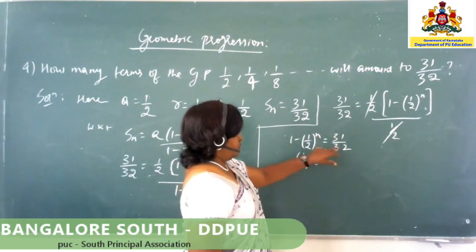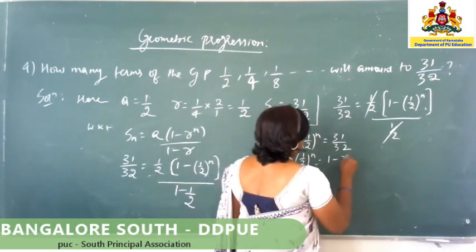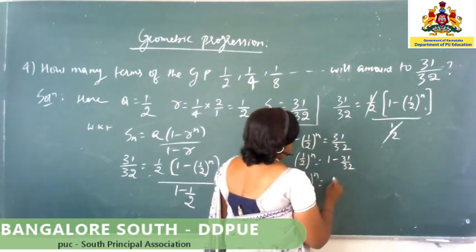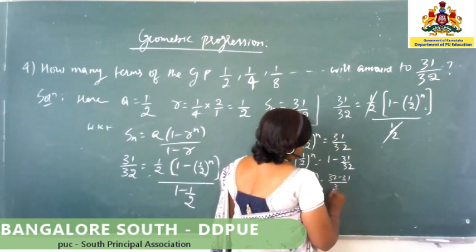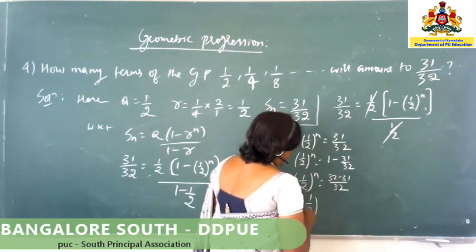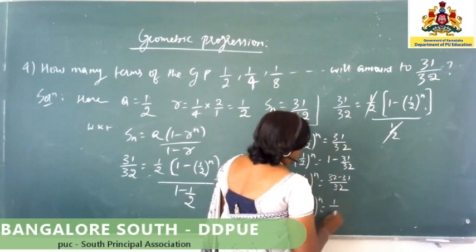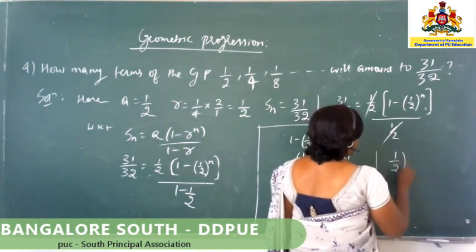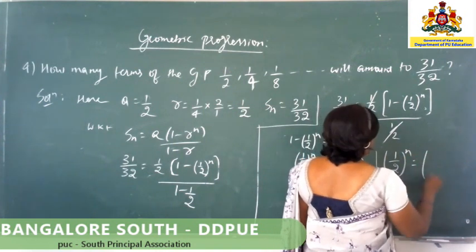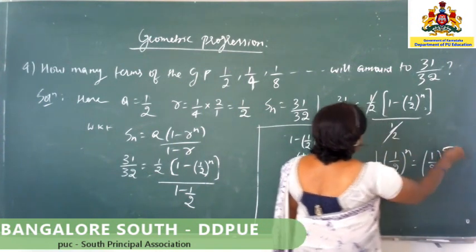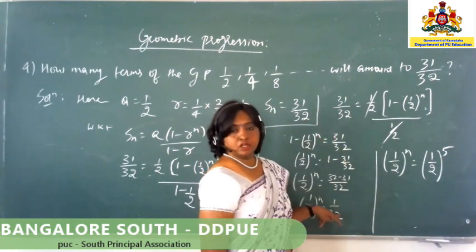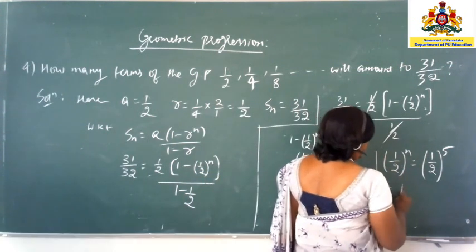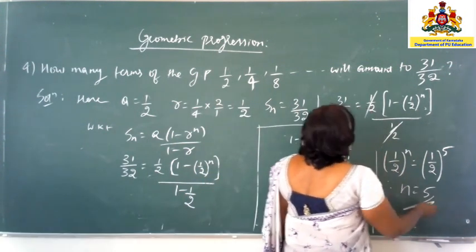So I'll bring this 31 by 32 to LHS. So it is 1 minus 31 by 32. So 1 by 2 to the power of n is equal to 32 minus 31 divided by 32, that is 1 by 32. So that implies 1 by 2 to the power of n is equal to 1 by 2 to the power of 5, because 32 is 2 to the power of 5. Therefore, when the bases are same, n is equal to 5.